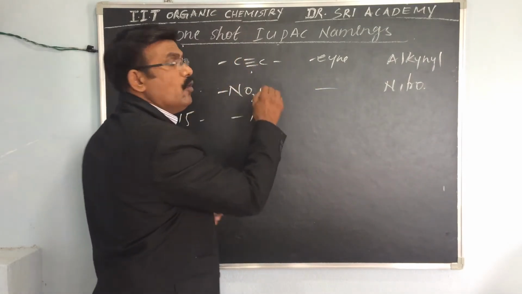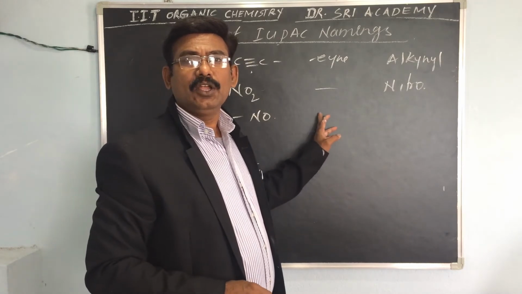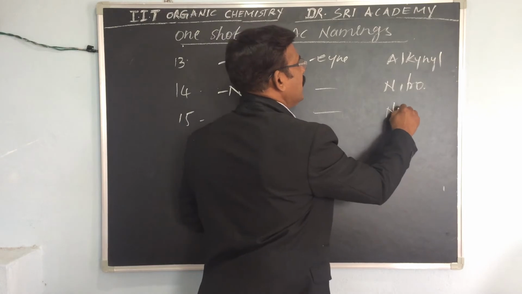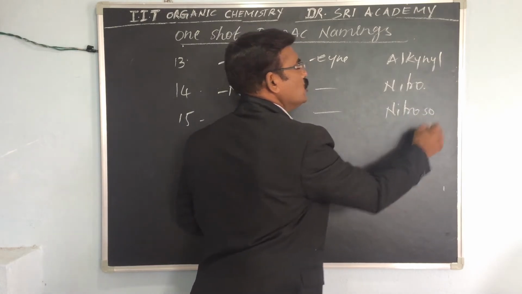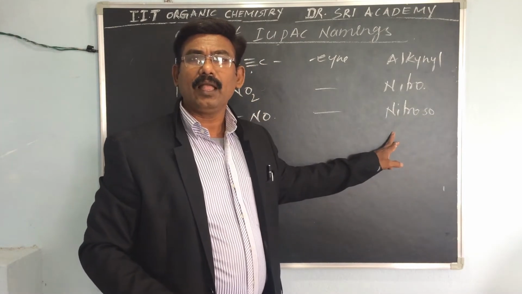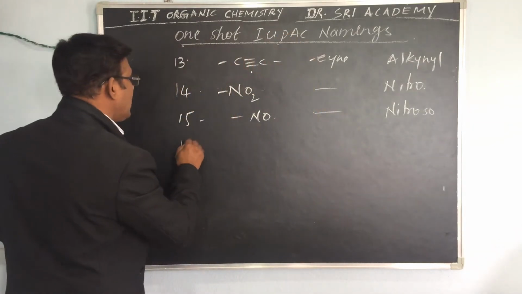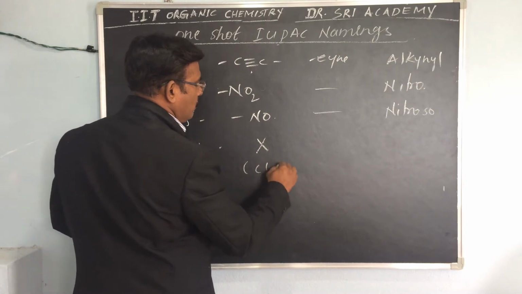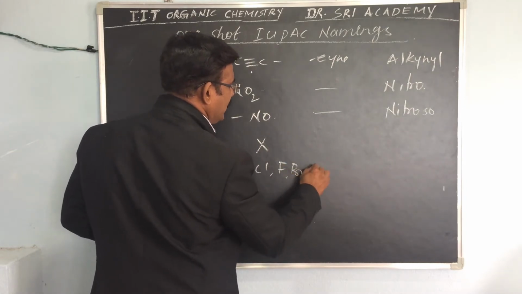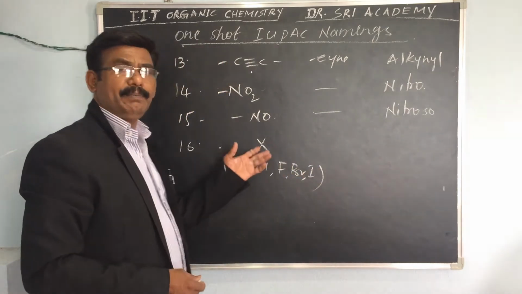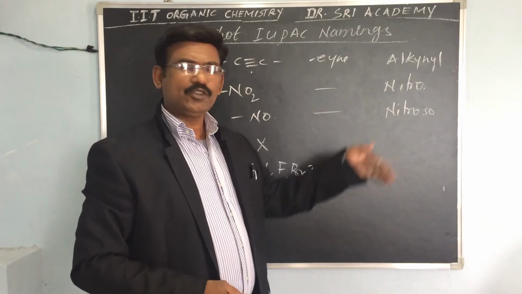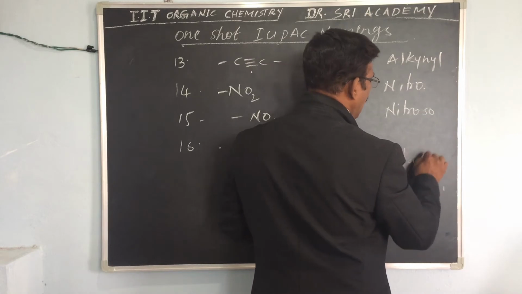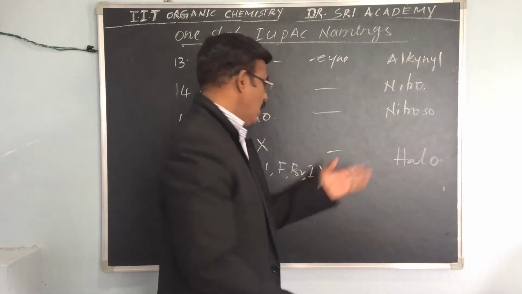That is the NO group. What about the NO? We can say nitroso. There is no suffix, simply nitroso. And for the last, the 16th preference, is the halogens X: chlorine, fluorine, bromine, iodine, etc. Halogens are the functional group, and there is no suffix. Here the prefixes are halo, or chloro, bromo, iodo.